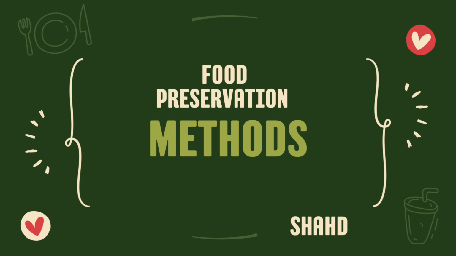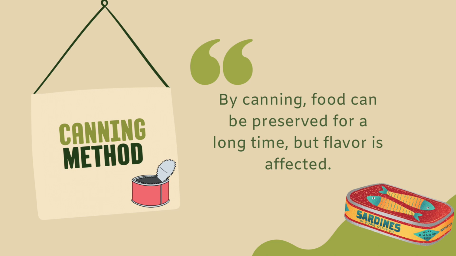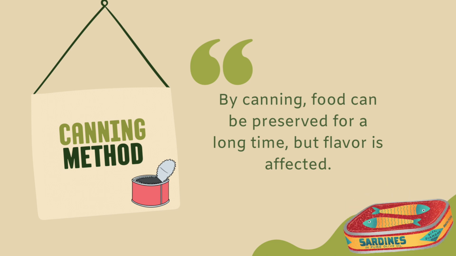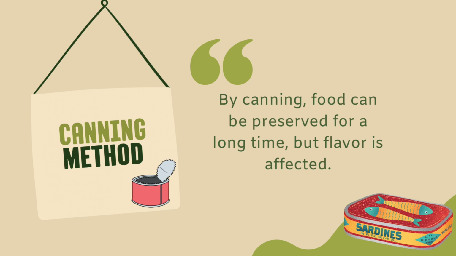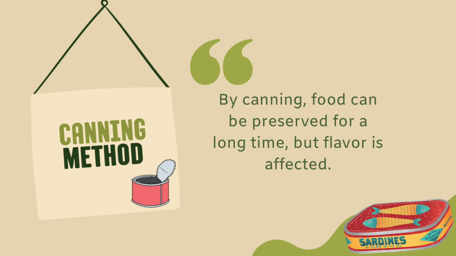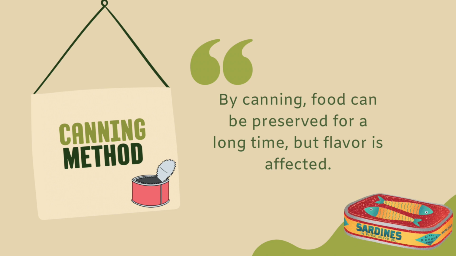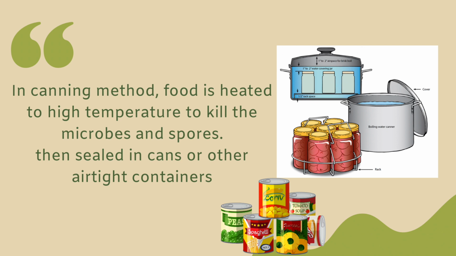أنا شهد الفارس. Today I will talk about food preservation methods. First method we have is the canning method. By canning, food can be preserved for a long time, but flavor is affected. In the canning method, food is heated to high temperature to kill the microbes and spores, then sealed in cans or other airtight containers.